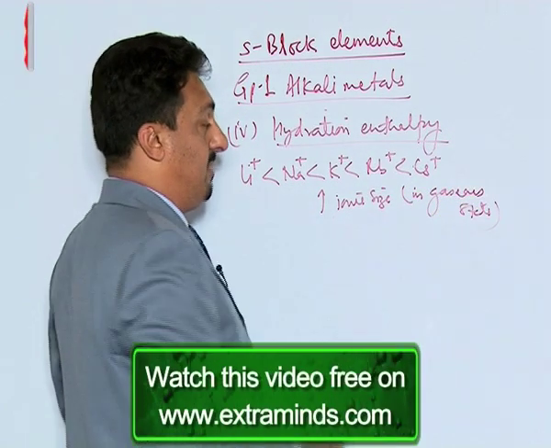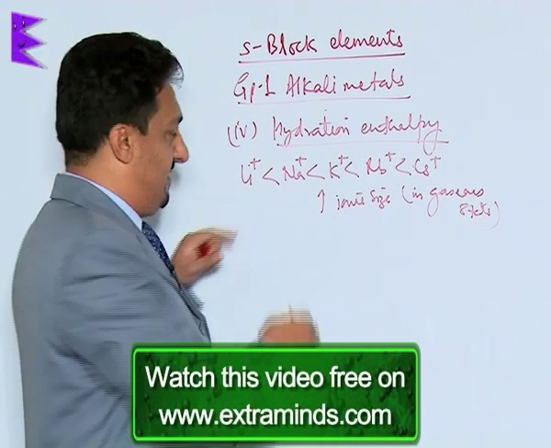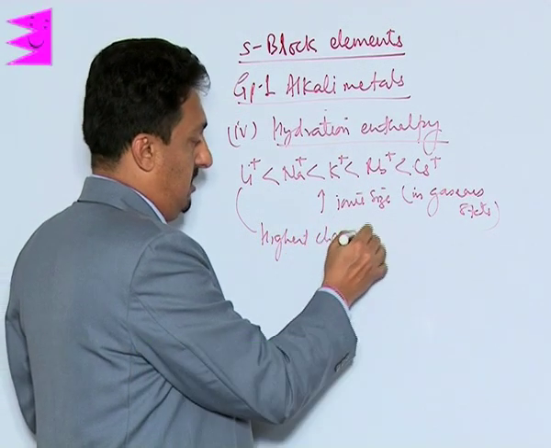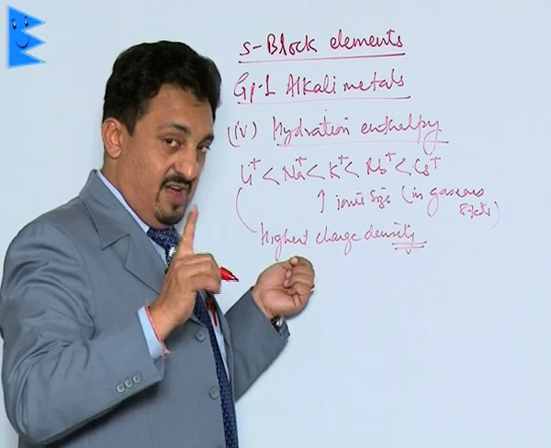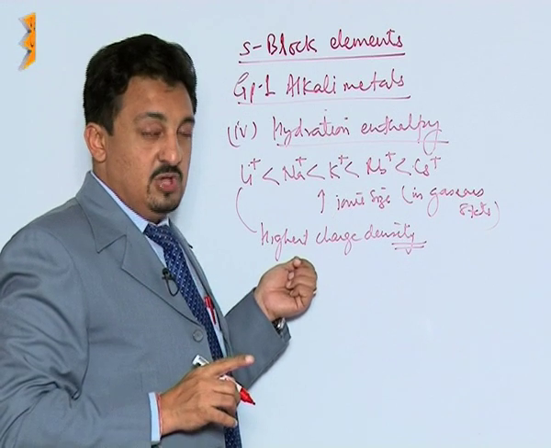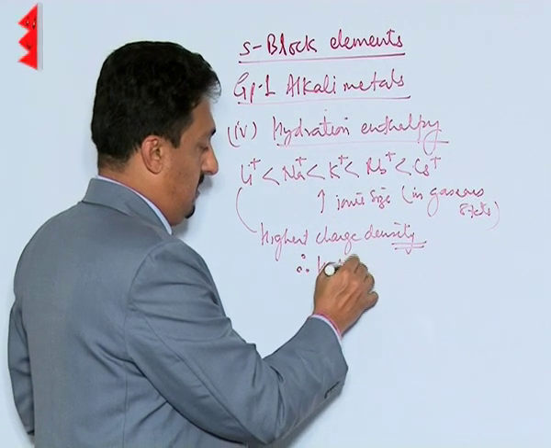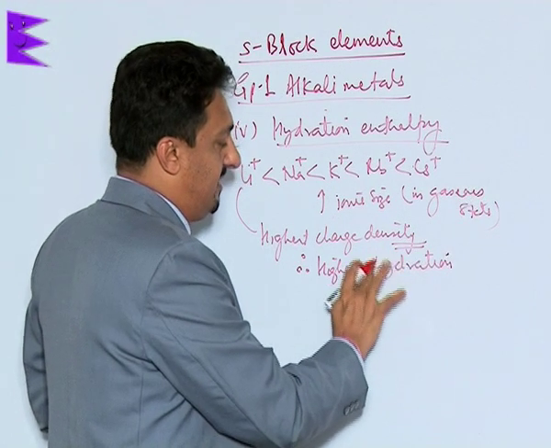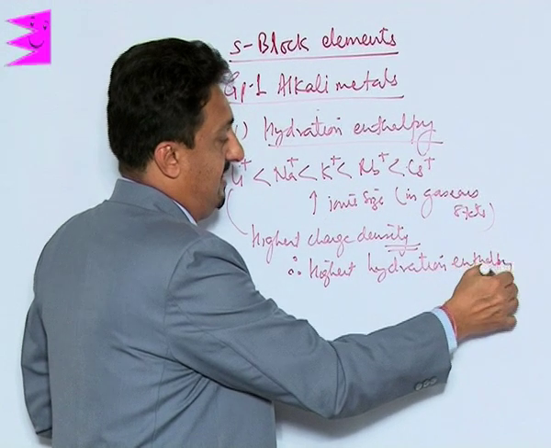state. But what happens is, the moment we put them in water, the one which has the smallest size has the highest charge density. Since its charge density is highest, it gets maximum hydrated. Therefore, the highest hydration enthalpy is released in this case.